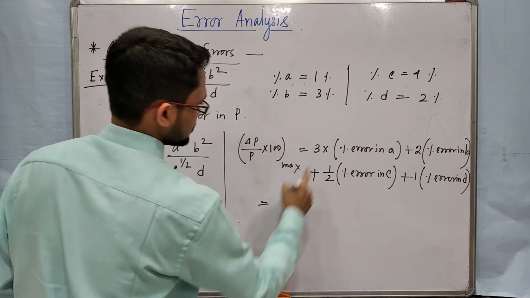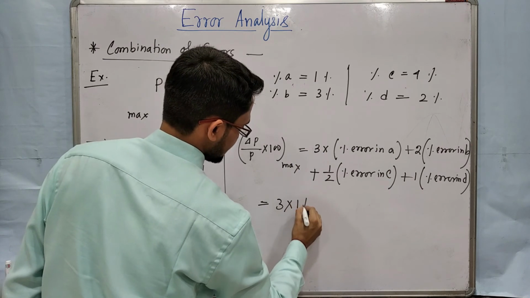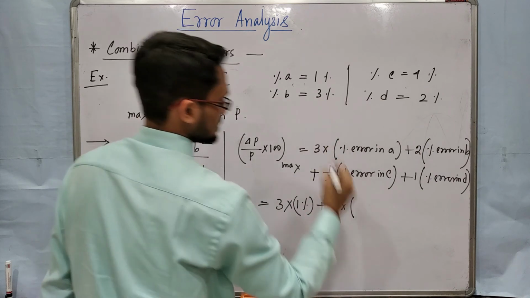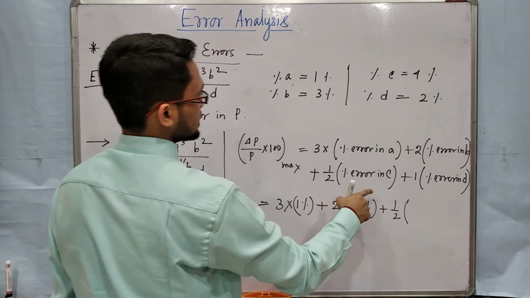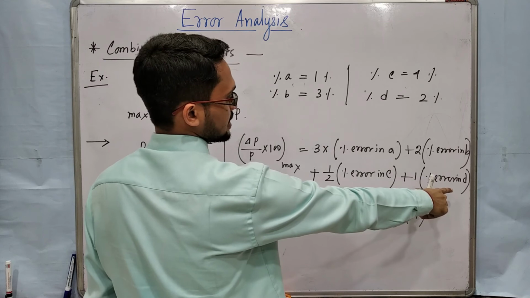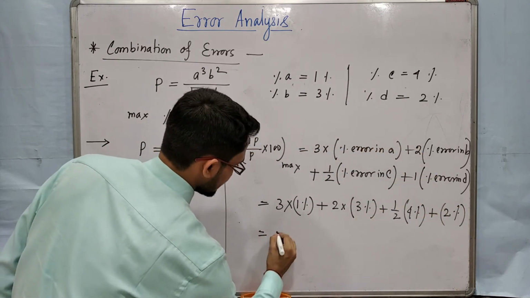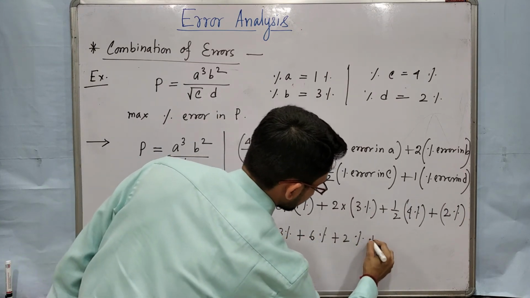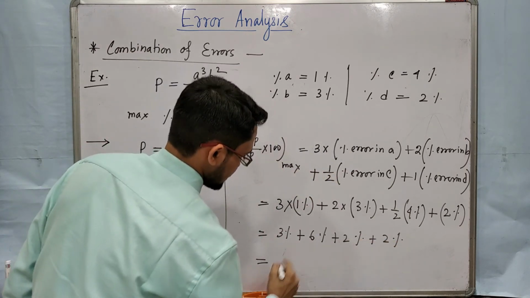Now put the values. 3 into percentage error in A, that is 1%, plus 2 into percentage error in B, that is 3%, plus half into percentage error in C, that is 4%, and at the end 1 into percentage error in D, that is 2%. Now multiply them: 3%, 6%, 2% plus 2%. What will be the answer? 6 plus 3 is 9, 11, 13.